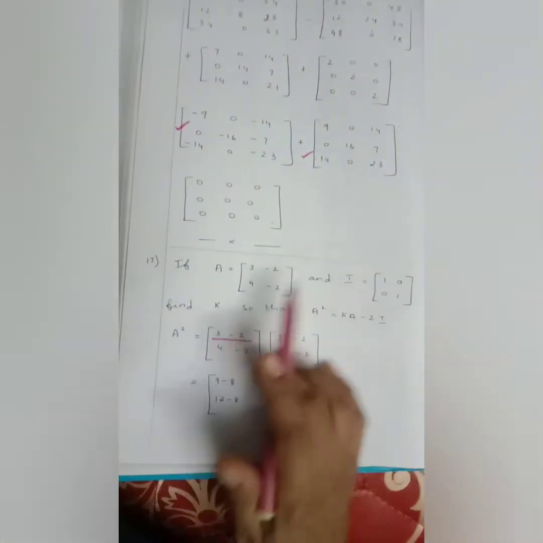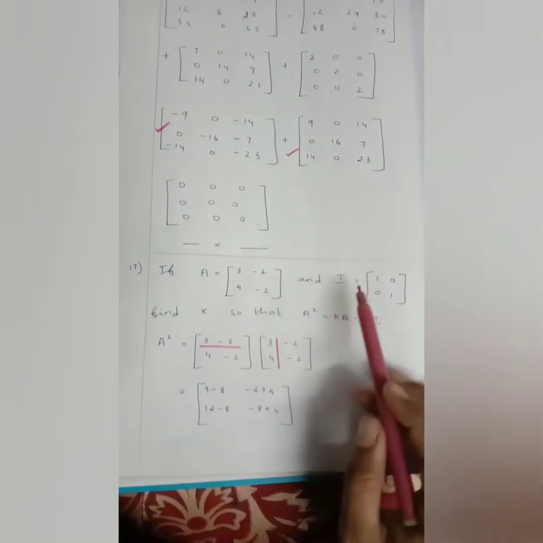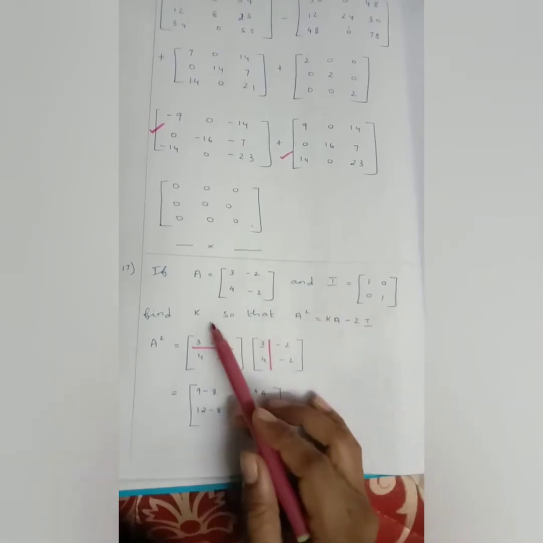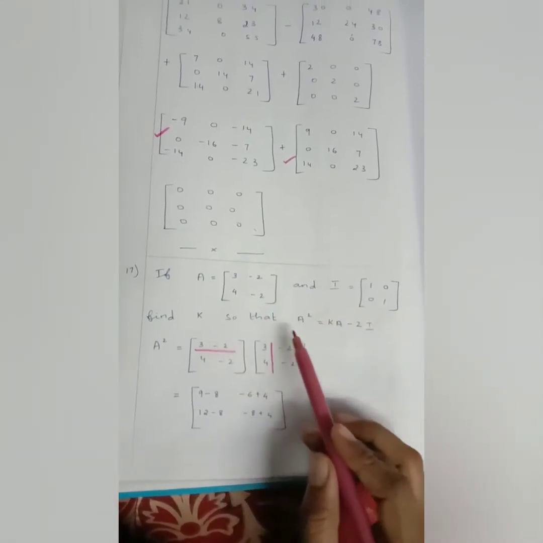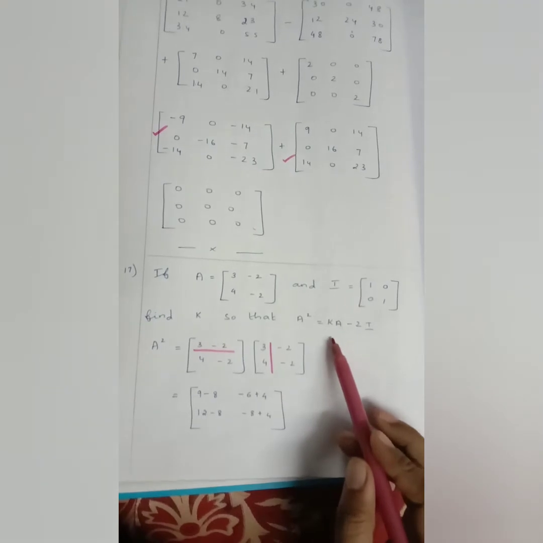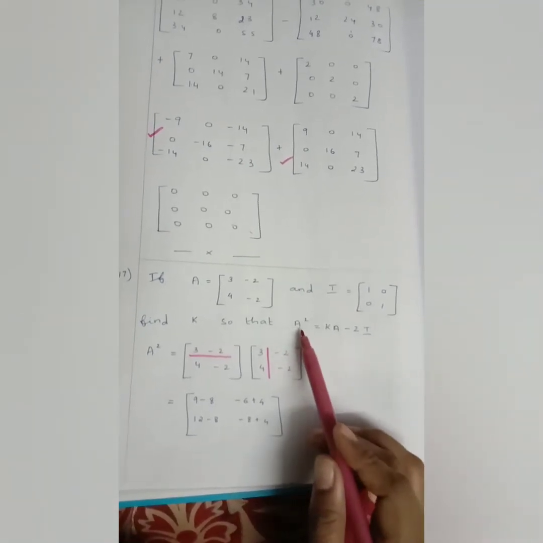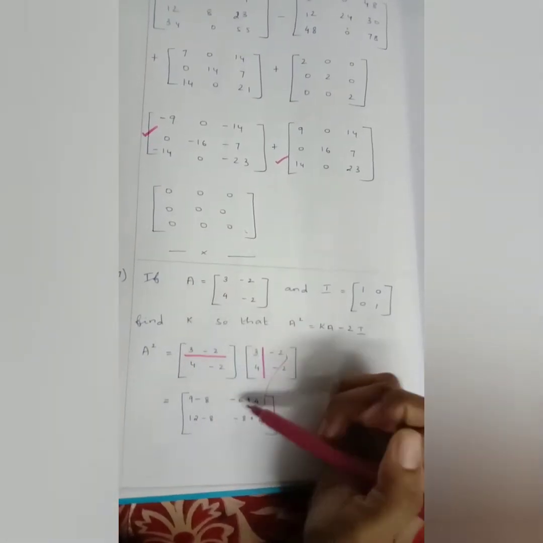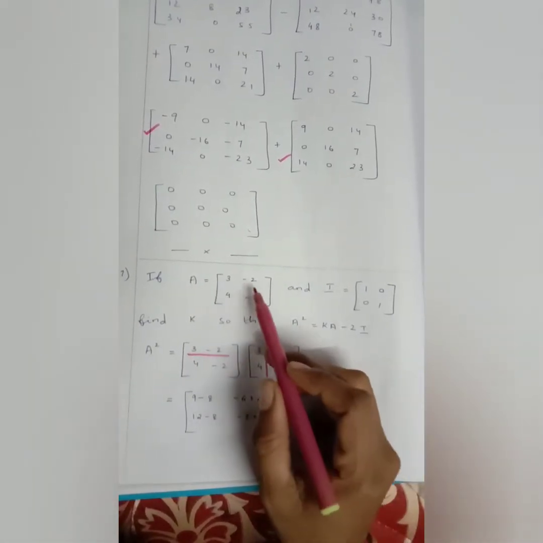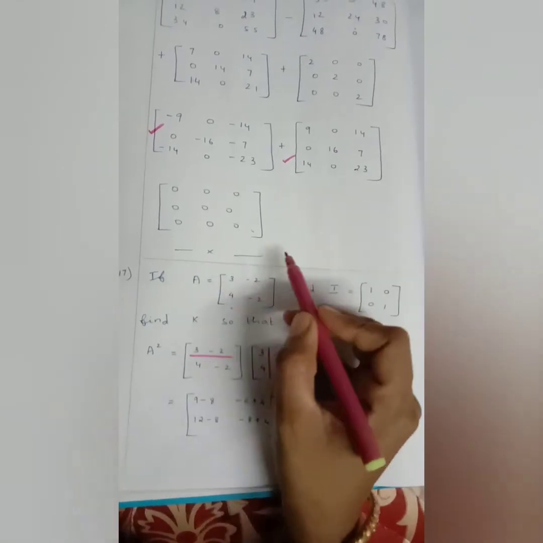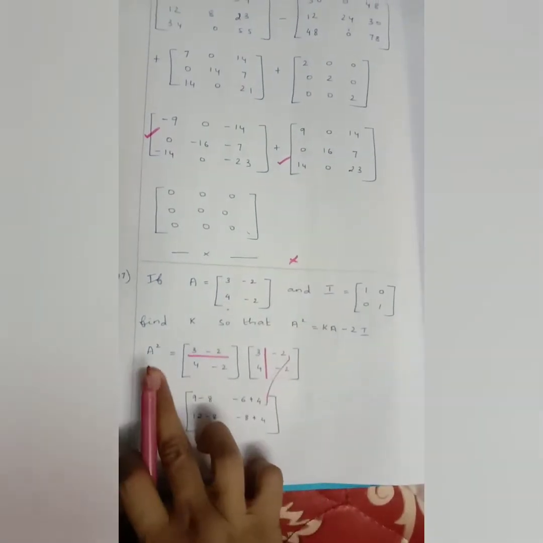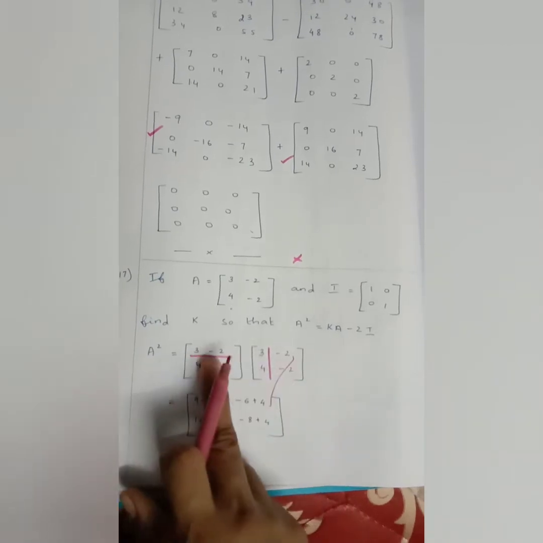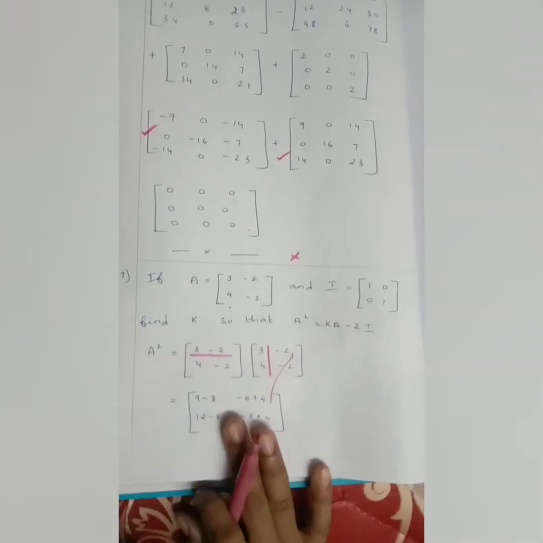Okay, 17th one. If A is equal to this, I equal to this, find k so that A squared is equal to kA minus 2I. So first you find A squared. See, on seeing A squared, generally the students will write 9, 4, 16, 4. That is wrong. A squared means A into A. You should multiply using rows and columns only. Please keep that in mind, students.